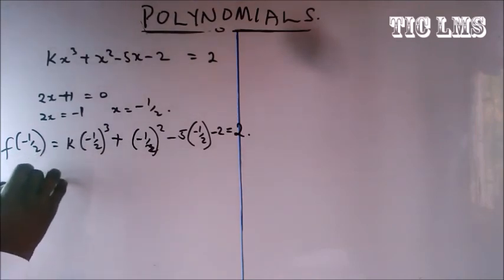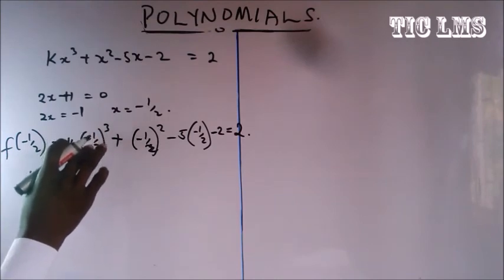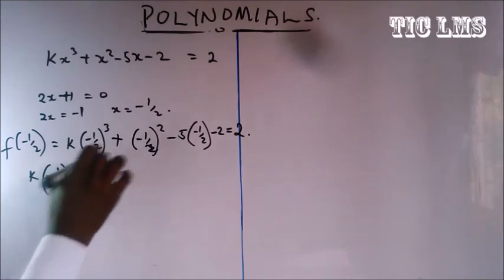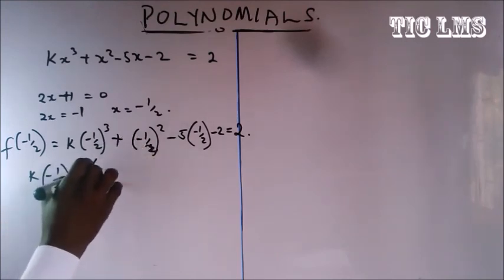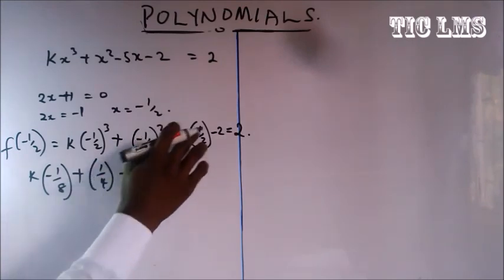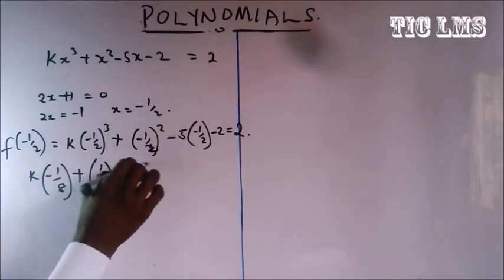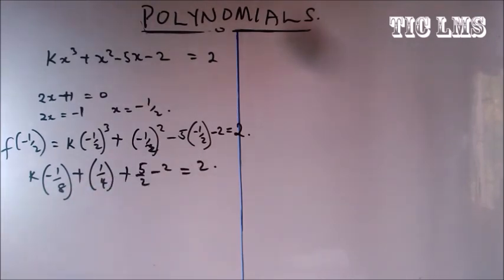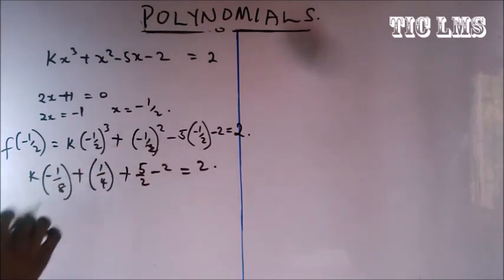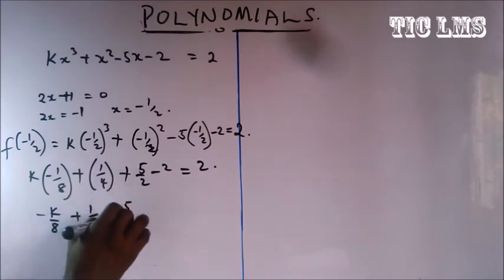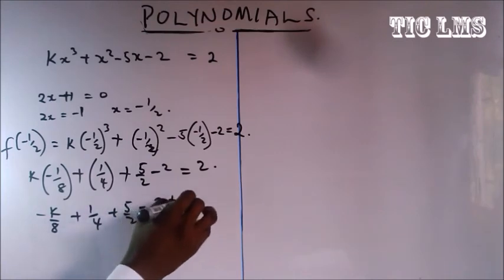Here we have k into bracket minus 1 over 2 raised by 3. That is minus 1 over 8. And then minus 1 over 2 squared, we have 1 over 4 minus, here we have minus times minus, we have a plus. Then we have 5 over 2 minus 2 equal to 2. So next is, let's bring this minus 2 over to this side. And so this becomes minus k over 8 plus 1 over 4 plus 5 over 2 equal to 2 plus 2, which is 4.